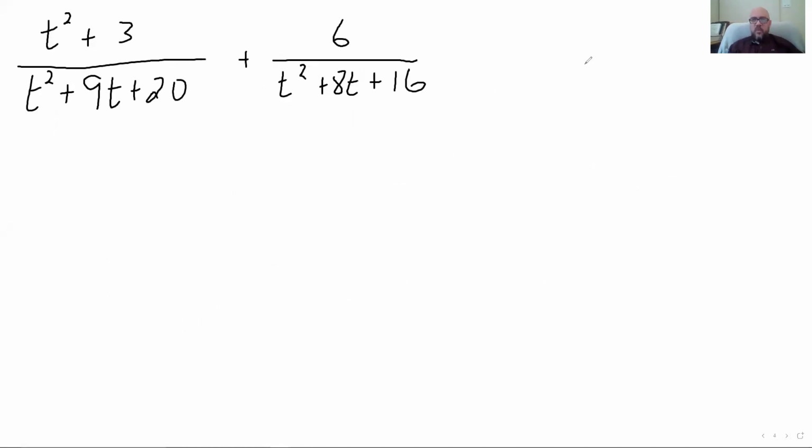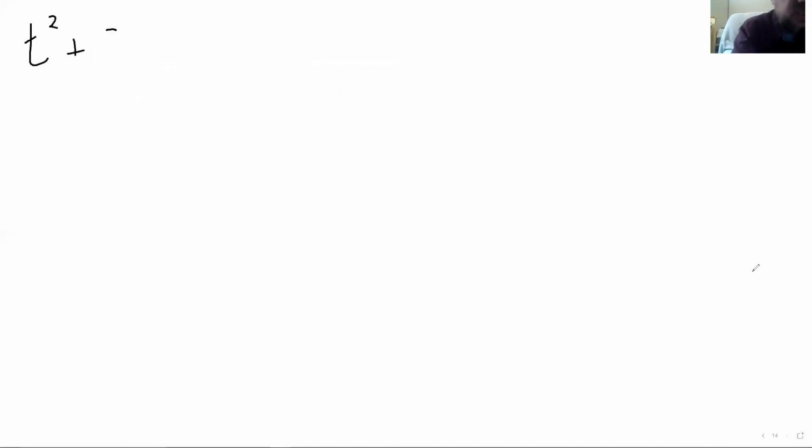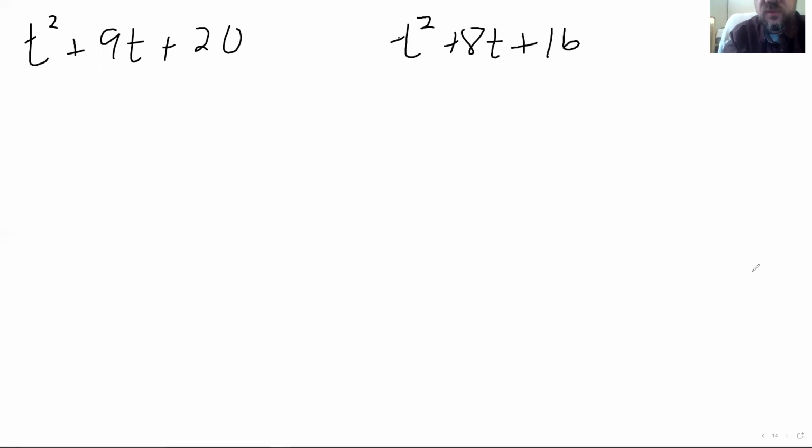Well, you will probably not be surprised to note that step one should be factor everything. So I'm going to factor everything. T squared plus 3 does not factor. That's a squared plus something. Nothing you can do with that. My denominators, though, are t squared plus 9t plus 20 and t squared plus 8t plus 16. All right, so I'm looking for two numbers that multiply to be 20 and add up to be 9. That's 4 and 5.